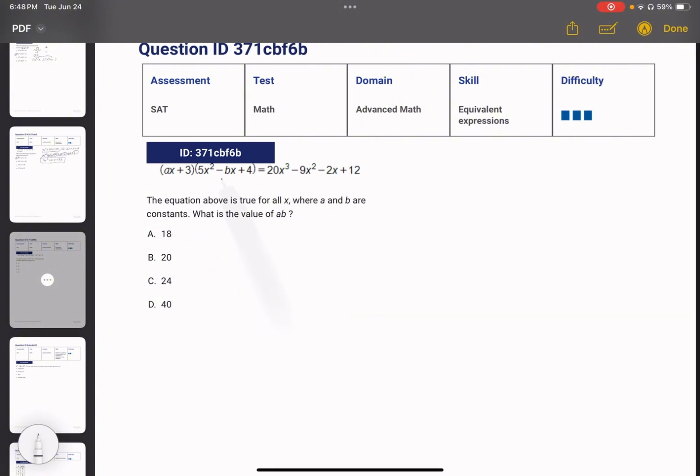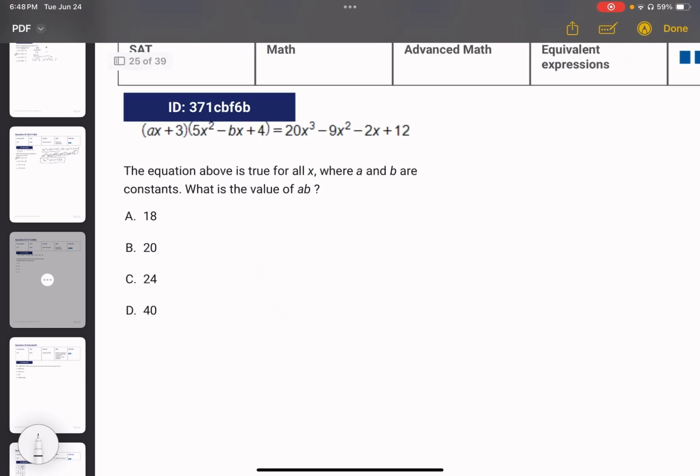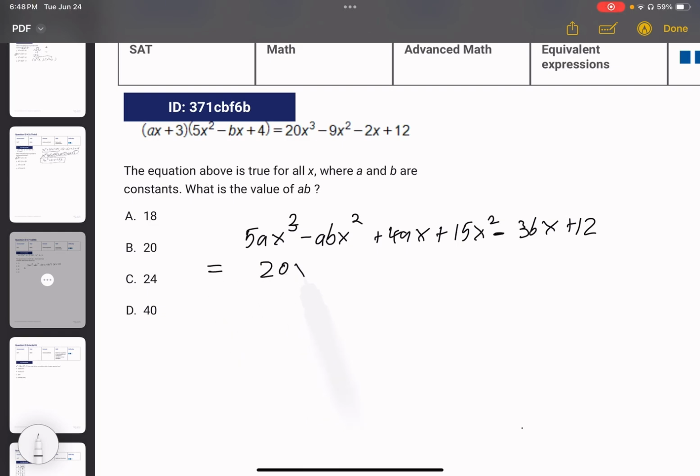So take a look at this equation, and I'm going to rewrite it down here, but distributed. So we have 5ax squared, right now I'm just foiling, minus abx squared. This would be x cubed, sorry. And then plus 4ax plus 15x squared minus 3bx plus 12. And now we're going to set this equal to this expression down here.